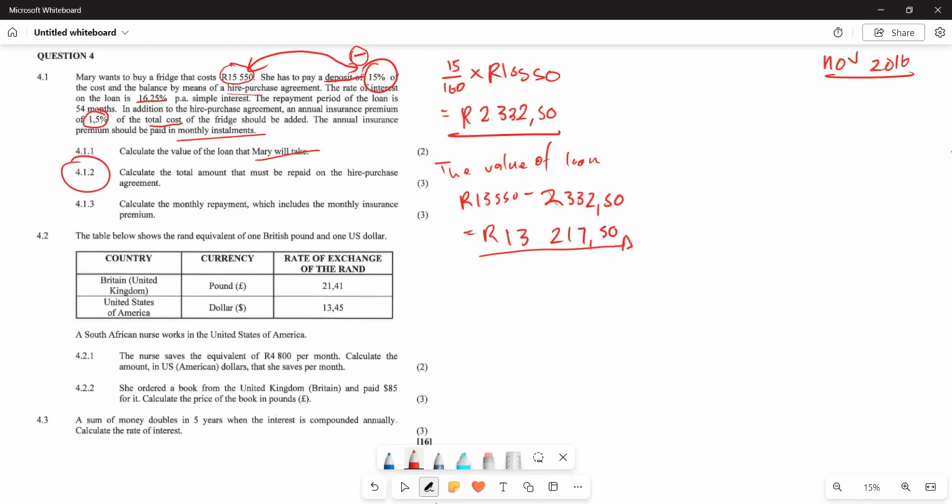Now, 4.1.2: calculate the total amount that must be repaid on the higher purchase agreement. We want to find out the total amount of money that is going to be paid, which means including the interest. So we want to find out the value of the 13,000 after the 54 months. Since you are given that this is on a simple interest, that means 4.1.2.